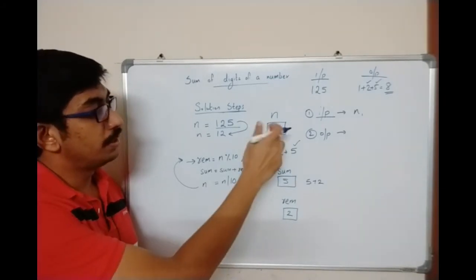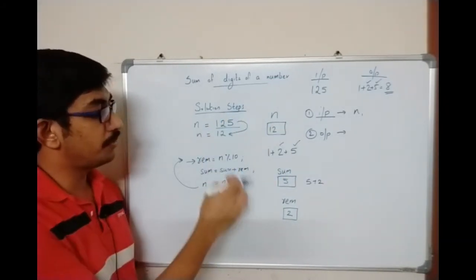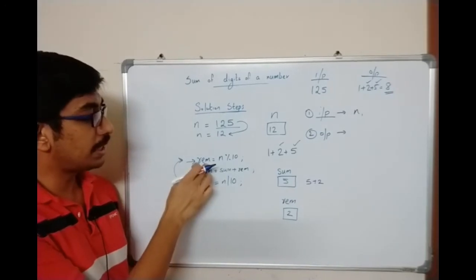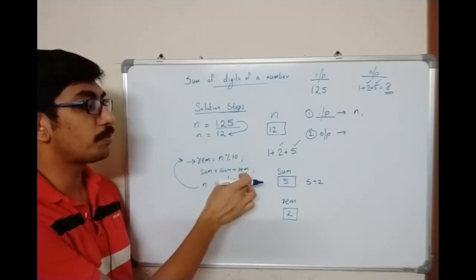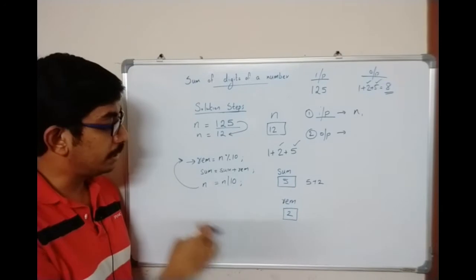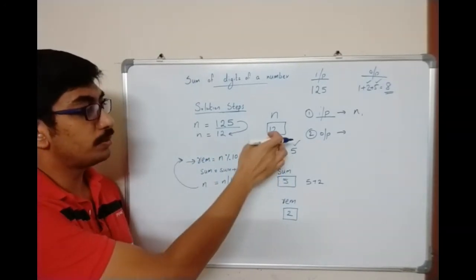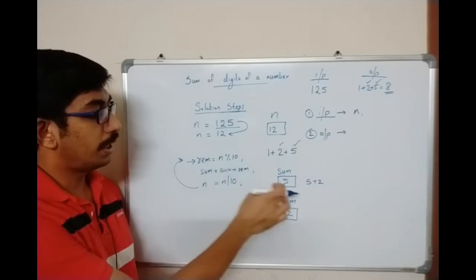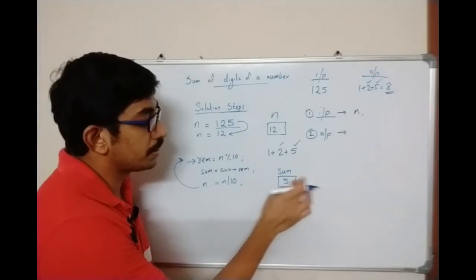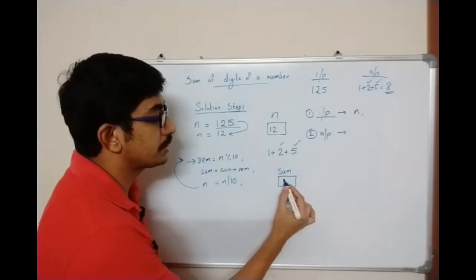So when the number was 125, initially remainder was having 5, the sum will be 0 plus 5, so you will have 5. And in the next iteration, remainder will be having the value 12 mod 10, that is 2, and the result will become 5 plus 2, that is it will become 7.